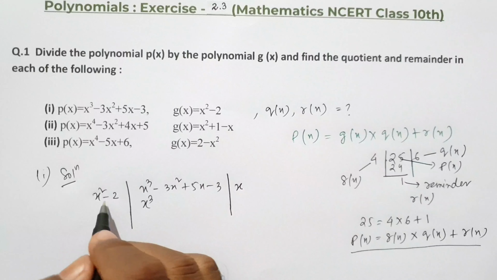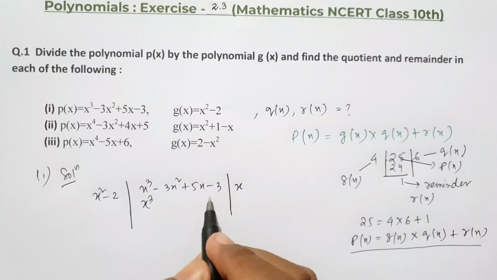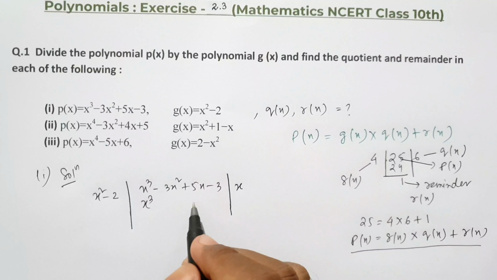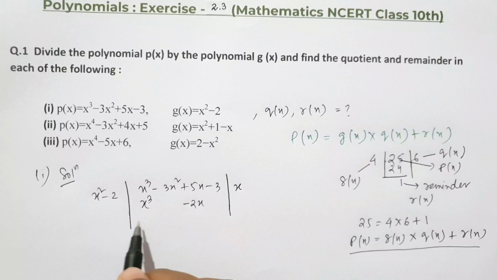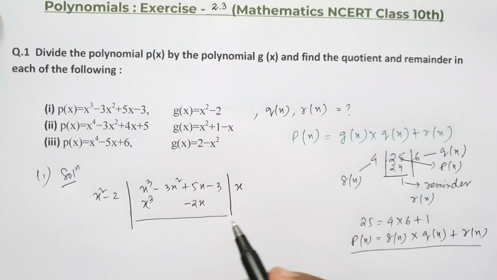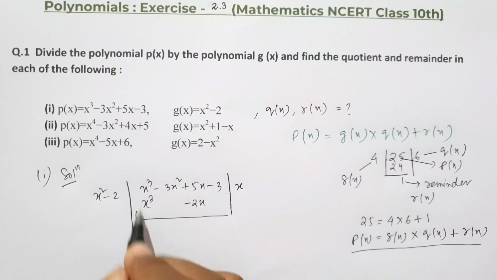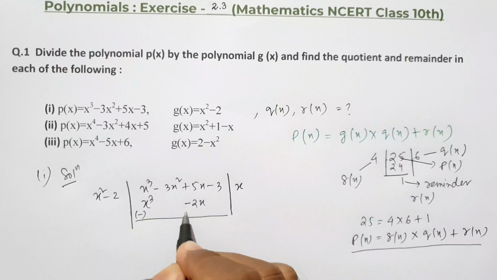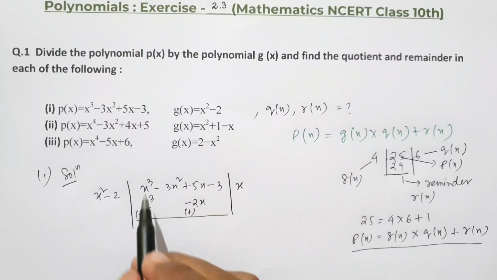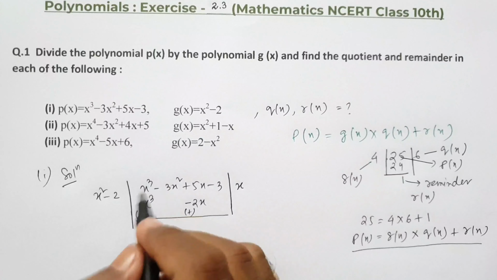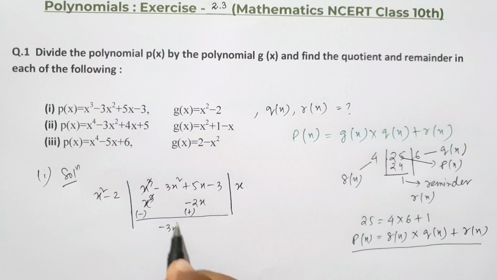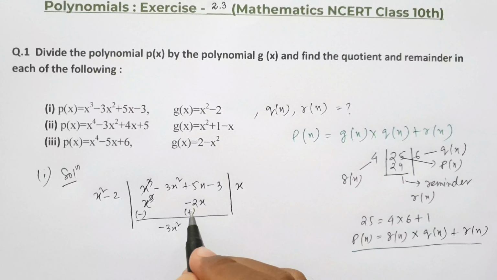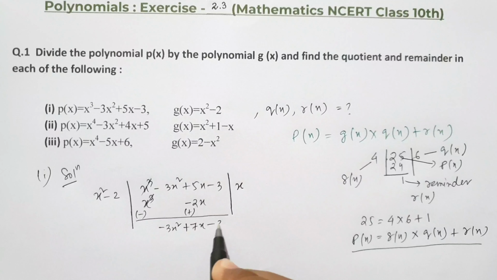So x into minus 2 becomes minus 2x. This minus 2x we put just below the similar term. Here 5x, so we'll write minus 2x below 5x. Here the sign gets changed, from plus it becomes minus, and from minus it becomes plus. So top is plus and down is minus. So we can cancel x cube, x cube. What remains? Minus 3x square. This minus sign changes into plus. So 5 plus 2 is 7, that is plus 7x minus 3.